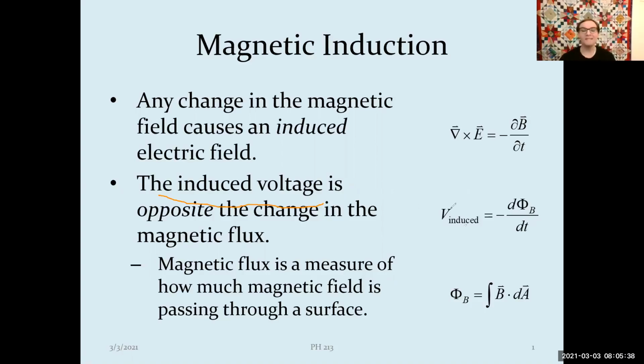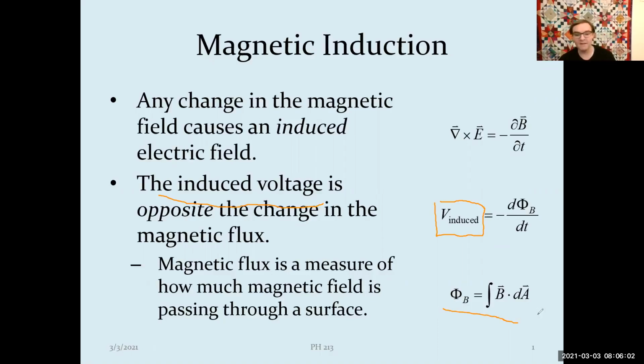And when we do that, what we see is that the induced voltage is going to be the negative time derivative of the magnetic flux through that loop. Now we know how to calculate magnetic flux from last week, so all we have to do is figure out what the flux is, take its derivative with respect to time, throw a negative sign on there, and we've got the induced voltage around some loop.